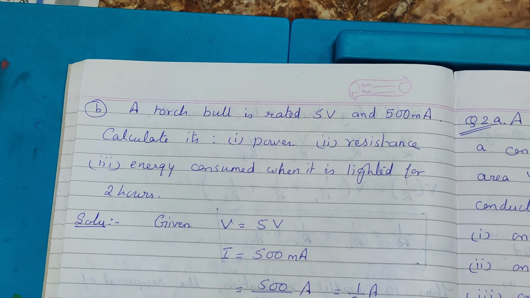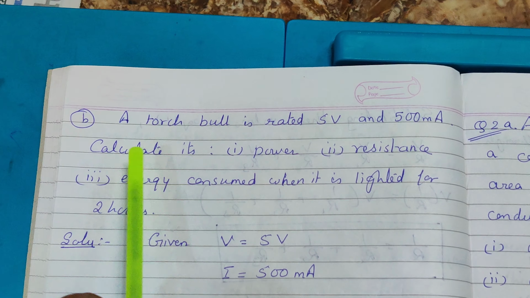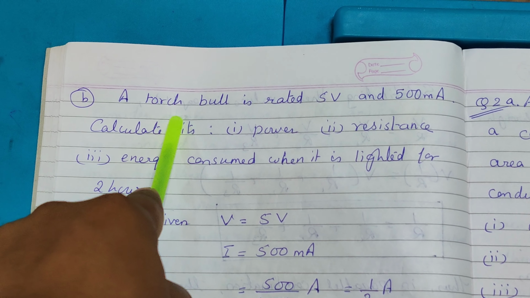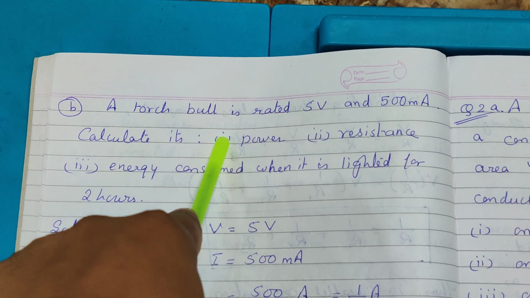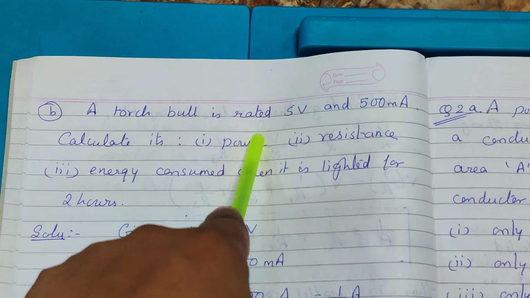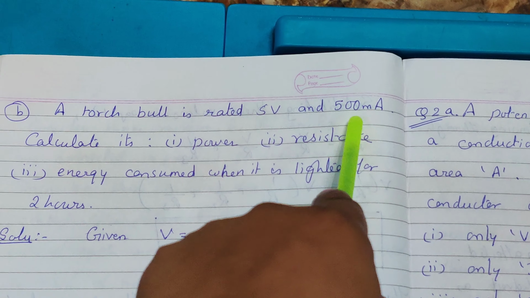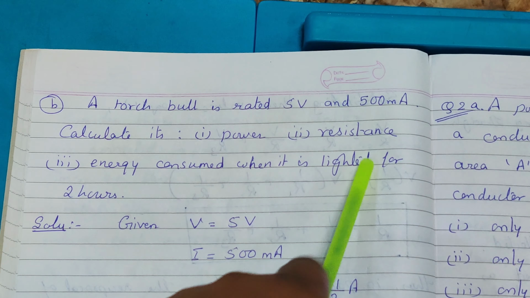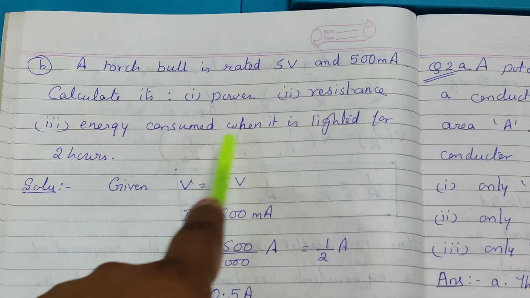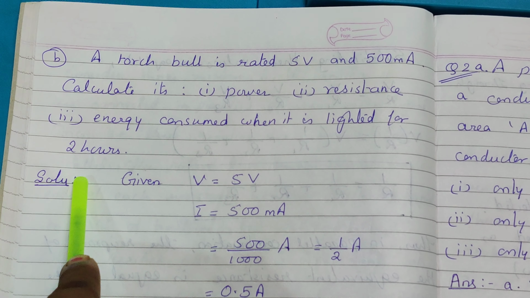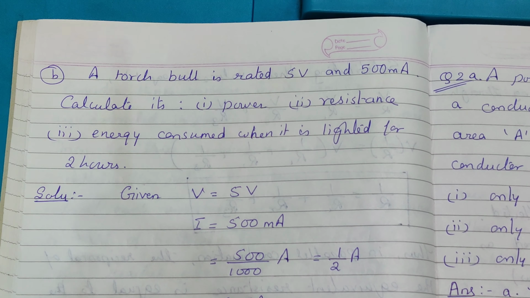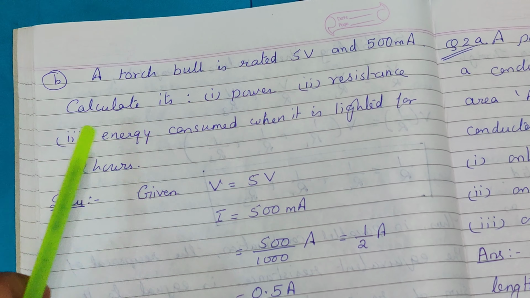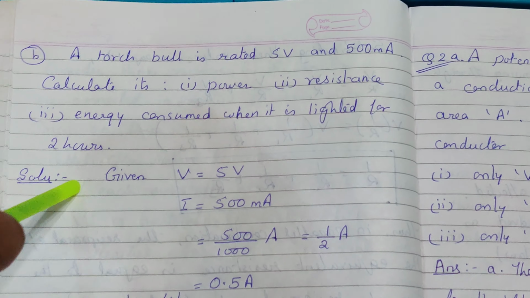So our next question is, a torch bulb is rated 5 volts and 500 milliampere. Calculate its power, resistance, and energy consumed when it is lit for 2 hours. First question was to derive the parallel combination. Second question is your numerical.